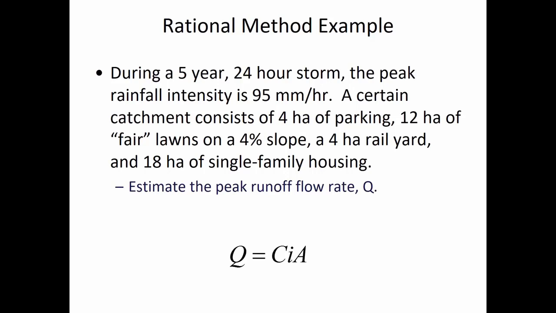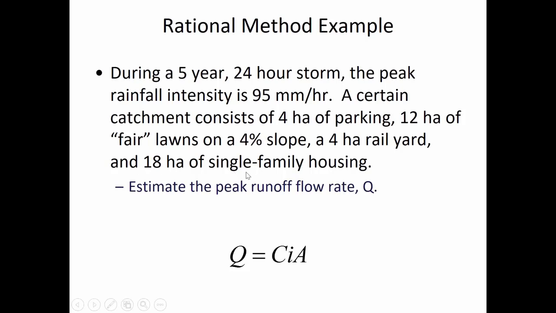Okay, so try this out. We've got I is 95 millimeters per hour. So if we want meters per second as the Q, we're going to have to convert that into how many meters per second that is. The catchment consists of 4 hectares of parking, 12 hectares of fair lawns at a 4% slope, a 4-hectare rail yard, and 18 hectares of single-family housing.